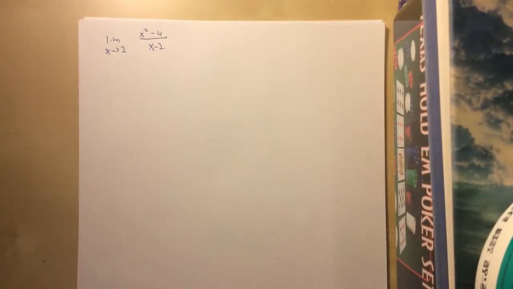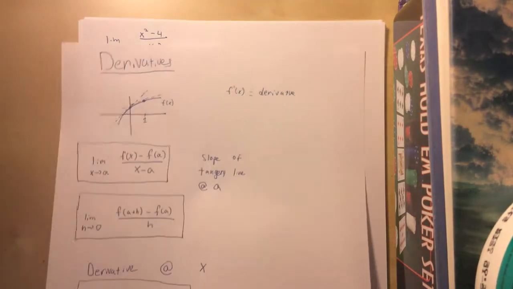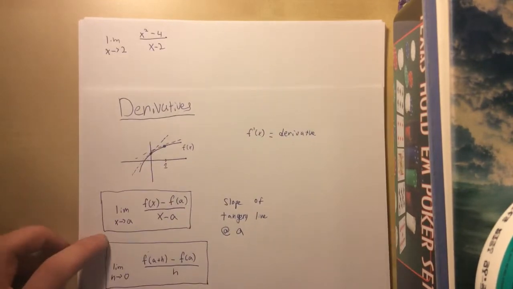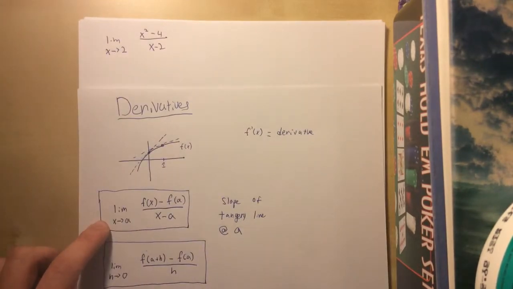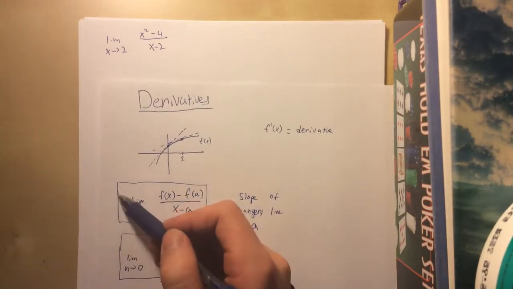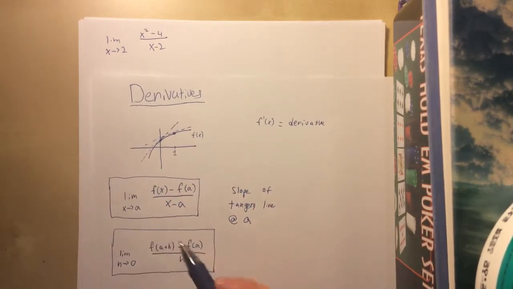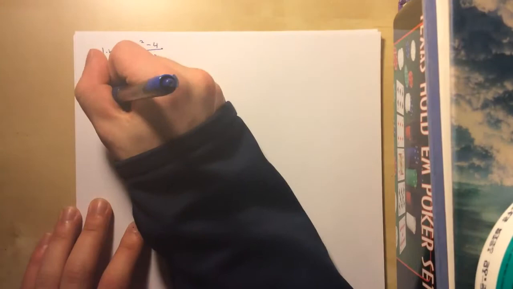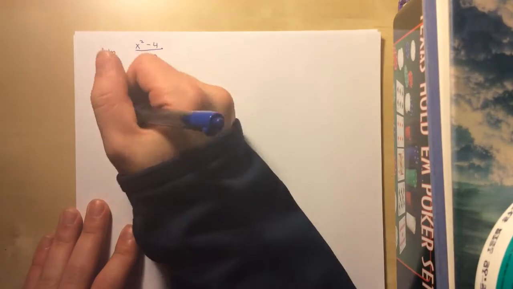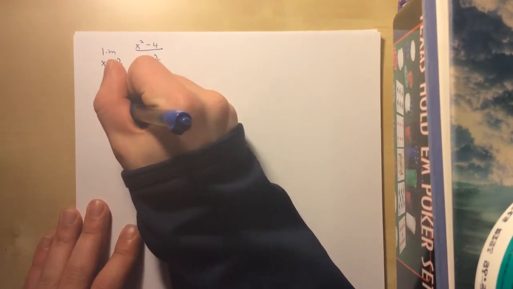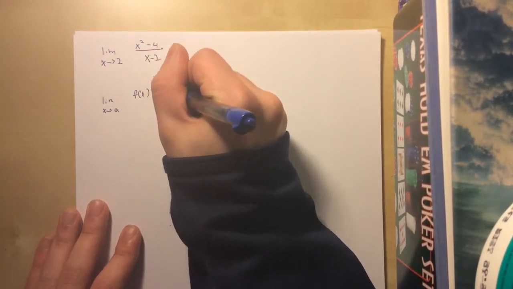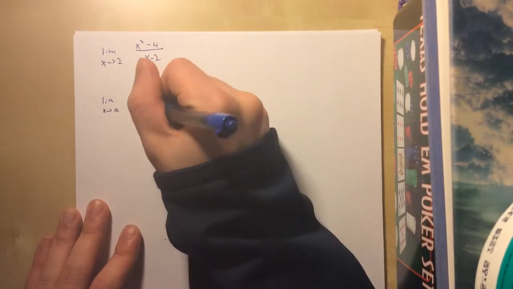So once again, looking back to the previous video, is it more similar to this or that? Well, we have the limit as x approaches something, and we have an x minus something here. So it seems like we're using this equation as opposed to that equation. So I'm just going to copy that equation down. So we're saying that the derivative, the slope of the tangent line at some point A is equal to the limit as x approaches A of f of x minus f of a all over x minus a.